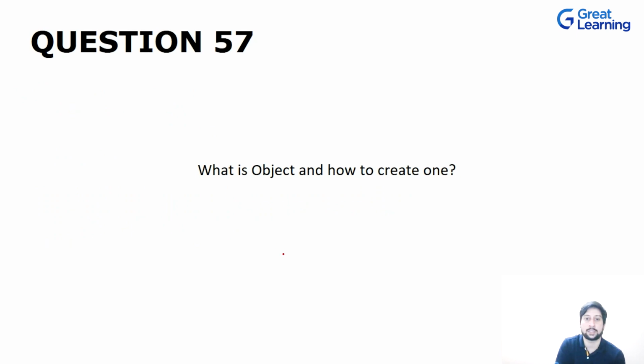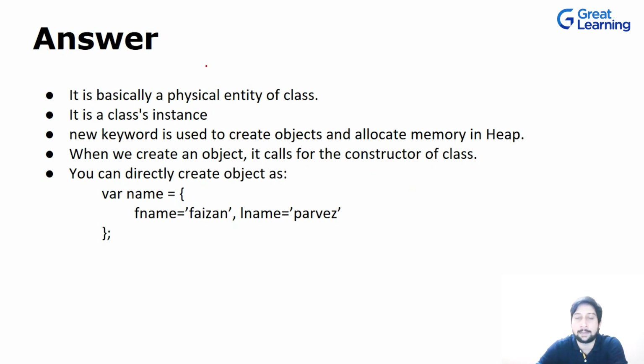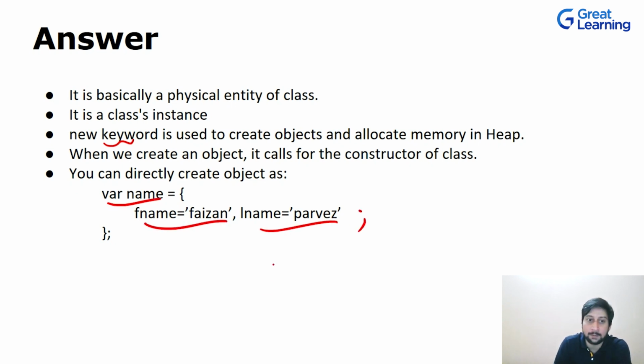Now let's move on to the next question. What is an object and how can you create one? Basically, an object is nothing but an instance of a class, or it is the physical entity of a class. We can either use the new keyword to create objects and allocate the memory in the heap, or there is another way to directly create objects, which is like this: var name, and then you have two properties inside that object, which we have already seen. We have been using this way to create our objects. When we use the new keyword, it calls the constructor of the class, and in the coming slides we will see more and more how to create objects with the help of the new keyword.